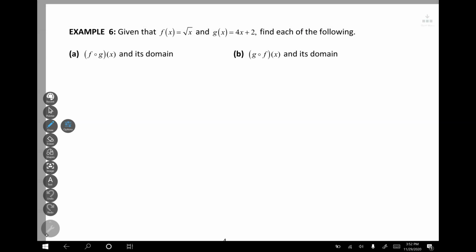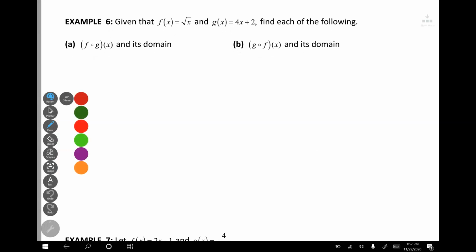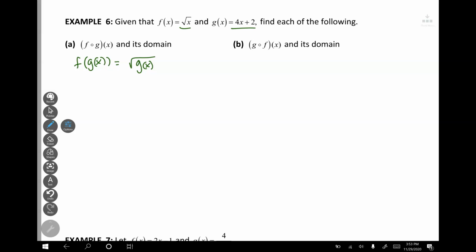All right, we're going to do a little more practice on that same type of problem. Okay, so f of g of x. F, plugging in g of x. So here's g of x, 4x plus 2. We're plugging that into the square root of x. So that's the square root of g of x, just replacing the x with g of x. Well, g of x is 4x plus 2, so the square root of 4x plus 2. Okay, that's the function. I can't simplify it any more than that.